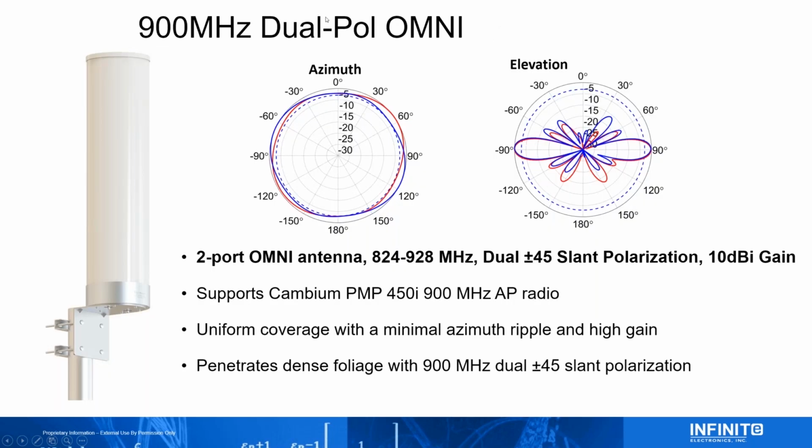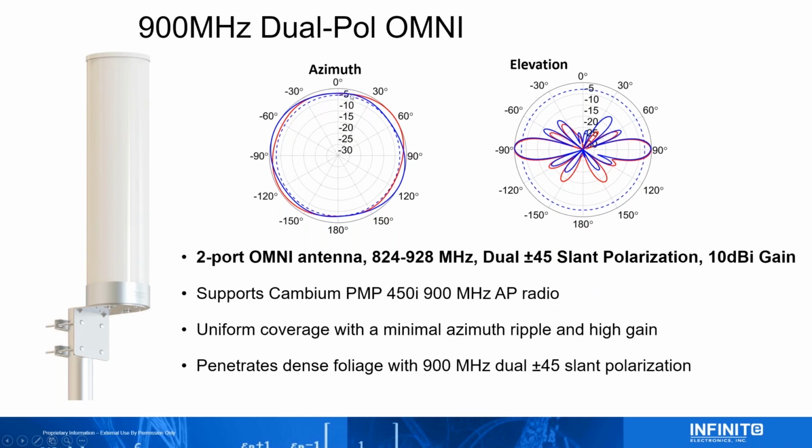Now, this is a very cool Omni. It's the Canon, as we like to say. It's a 2-port slant polarization 900 megahertz dual pole Omni. Covers 824 to 928 megahertz. In fact, it actually covers even the higher unlicensed bands, we're finding out. So if our higher licensed bands, up to 1 gigahertz, this antenna supports up to that. But really, we designed it for the PMP 450i 900 megahertz AP radio.